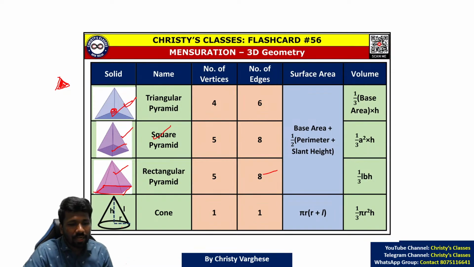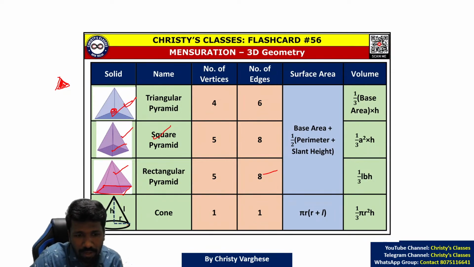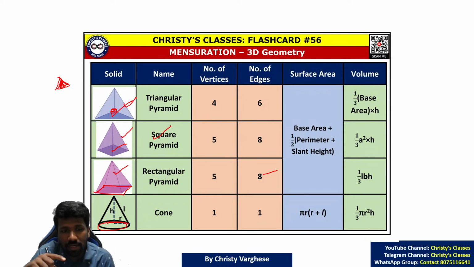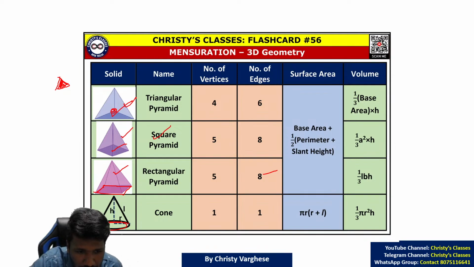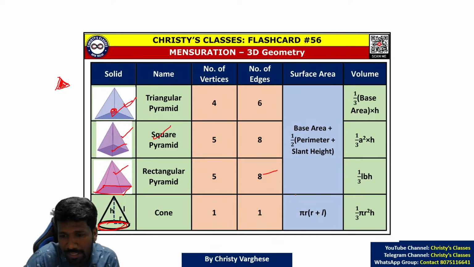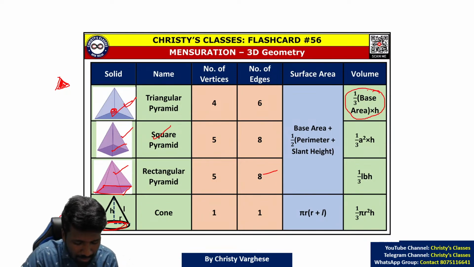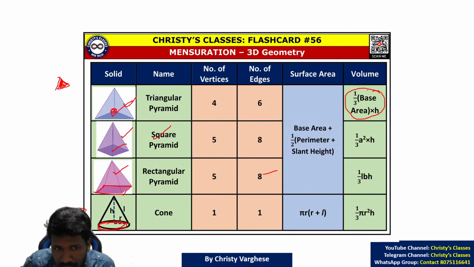Just like a cylinder was the circle version of a prism, a cone is the circle version of a pyramid, because in a cone, circles are piled up, but smaller circles one over the other. In all these shapes, the volume formula is the same: 1 by 3 base area into height. In a prism it is base area into height, but in a pyramid it is 1 by 3 base area into height.